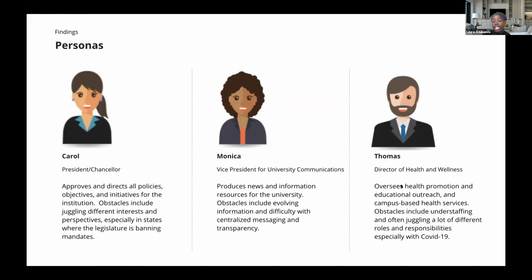And then finally, the third persona is the director of health and wellness. They oversee health promotion and educational outreach, and they also oversee the student health services on campus. The obstacle they face is understaffing and having to juggle a lot of different roles and responsibilities, especially with COVID on campus.